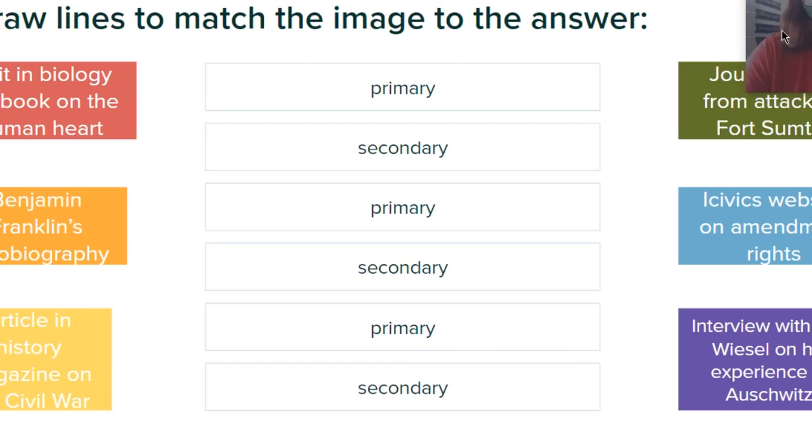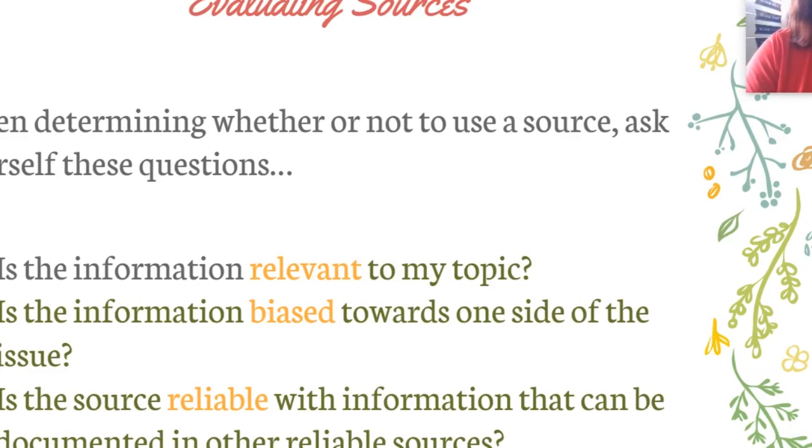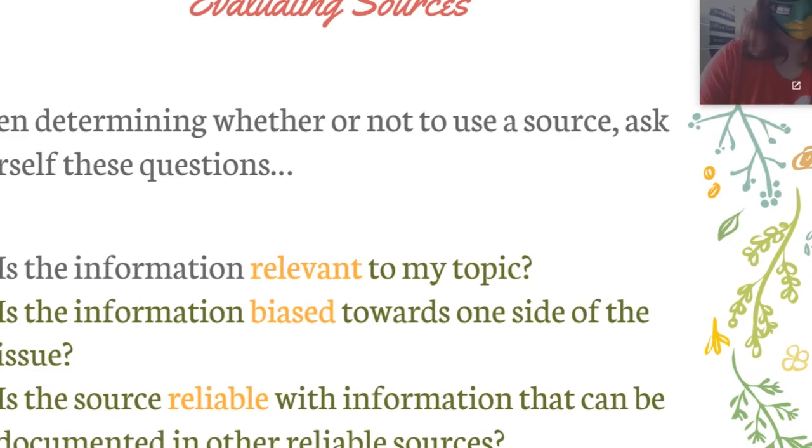So you would take your drawing tools and draw lines to primary or secondary to help you practice identifying which of these sources is primary and which one is a secondary source. So now that you've started gathering your sources, you need to start asking these questions whenever you're looking at sources that you want to use for whatever research you're doing.